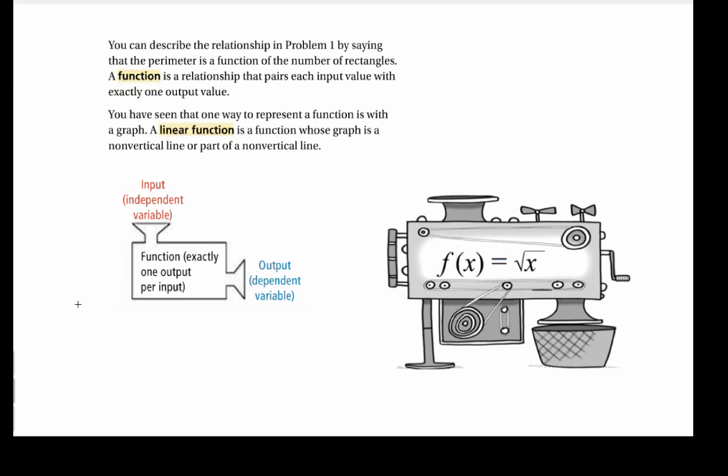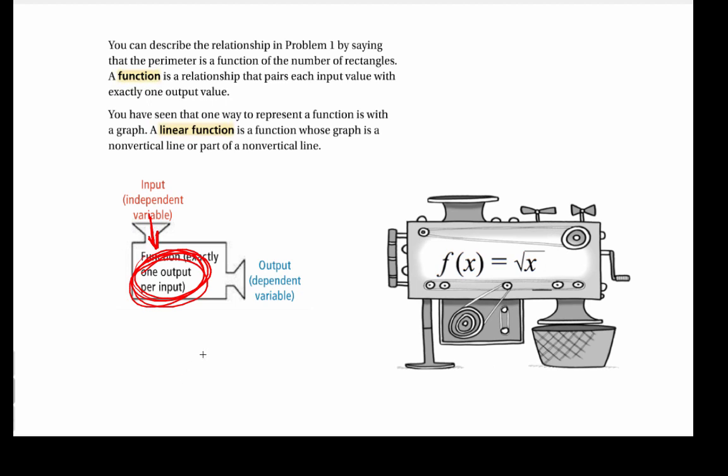A linear function is a function whose graph is a non-vertical line or part of a non-vertical line. Okay, so just a couple of graphics here to illustrate this idea of a function. A lot of times we talk about this function machine. What we're going to do is take some input variable and put it into the machine, and then inside this machine, the machine does some stuff to the value.